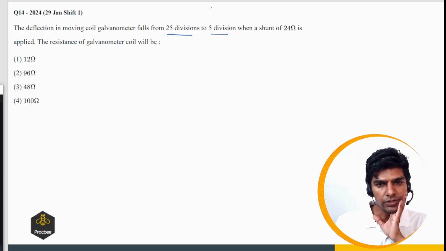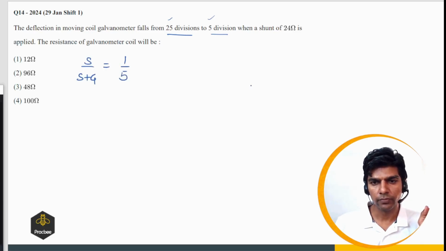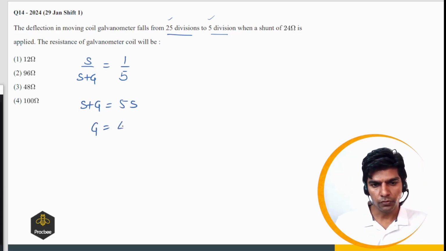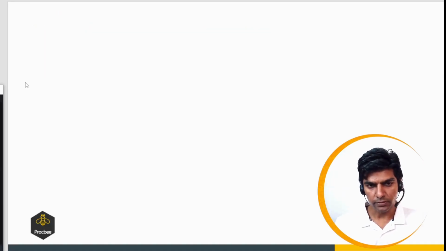If you look at the deflection, from 25 it becomes 5, so you can say the deflection has reduced by a factor of 5. So we can say S upon S plus G will be equal to 1 by 5, and we have to find the resistance of the galvanometer. So S plus G is equal to 5 times S. So G comes out to be 4 times S, and S is given as 24. So 4 times 24 will be 96 ohms. So option 2 is the right answer.